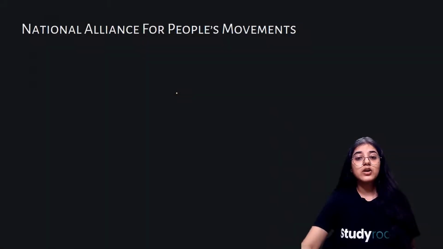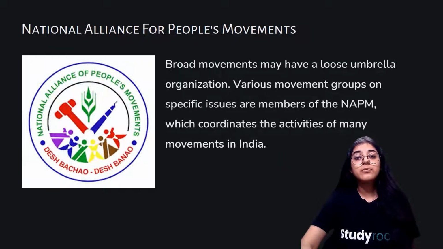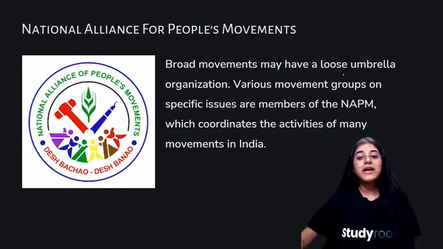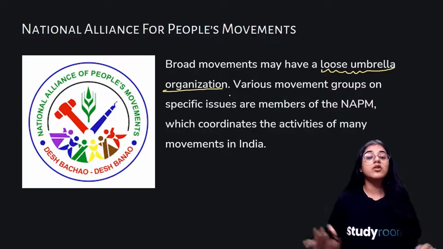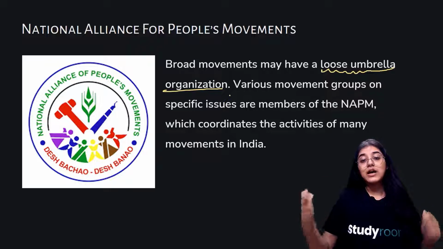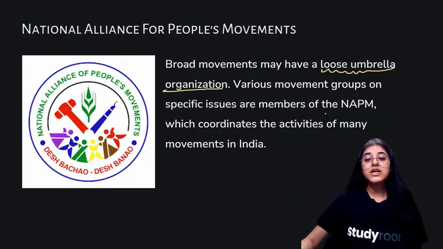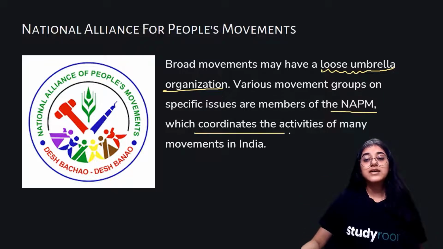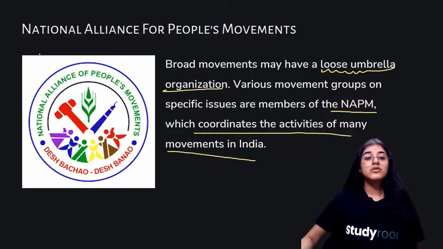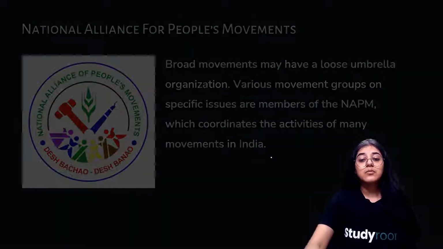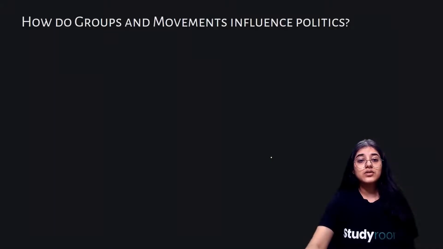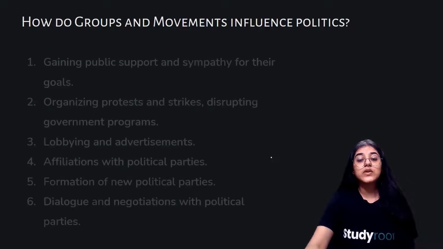Okay. One example of this is the National Alliance for People's Movements. This broad movement has a loose umbrella organization. That means it can involve a lot of people and a lot of organizations within that particular umbrella. Various movement groups on specific issues are members of NAPM, which coordinates the activities of many movements in India. So the work of NAPM is basically to coordinate the activities of the various movements that take place within India.